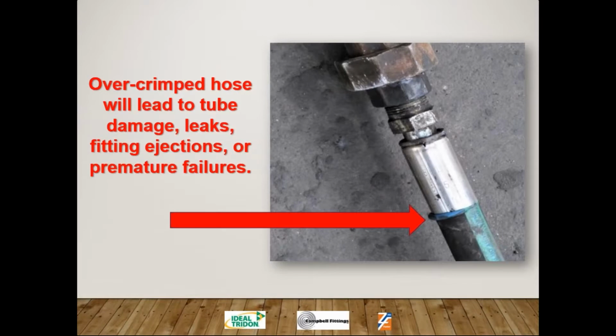This will lead to tube damage, leaks, fitting ejections. You can plainly see that this was way over-crimped. Actually, looks like it's a Campbell ferrule, but they didn't follow our procedure properly, and this hose should never have been put into service.